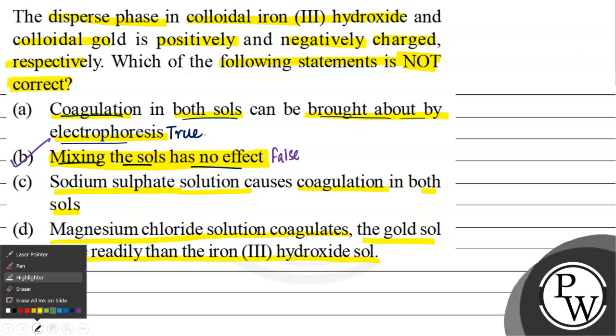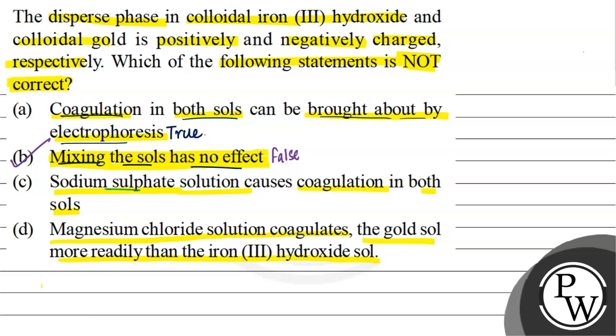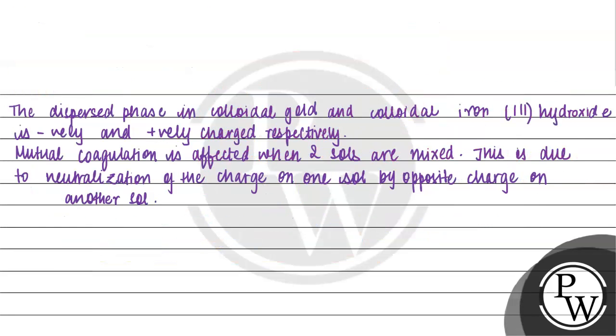हम अगर C वाले को डिस्कस करें तो हम C वाले में देख सकते हैं that it says sodium sulfate solution causes coagulation in both sols. Let us discuss this. So sodium sulfate solution जो होता है हमारा it causes coagulation in both solutions. We have already studied that.